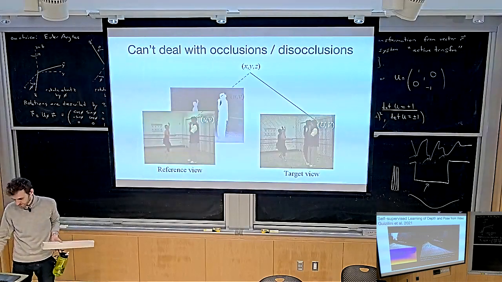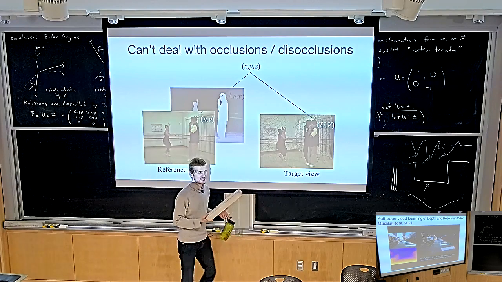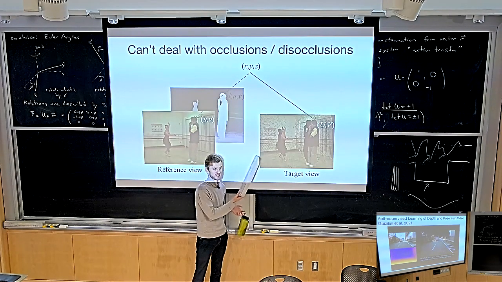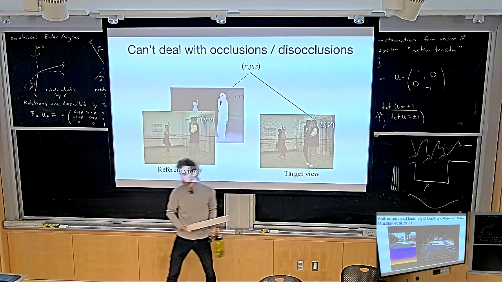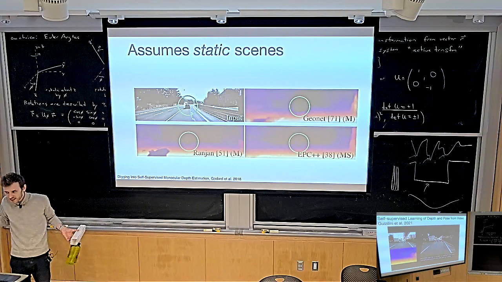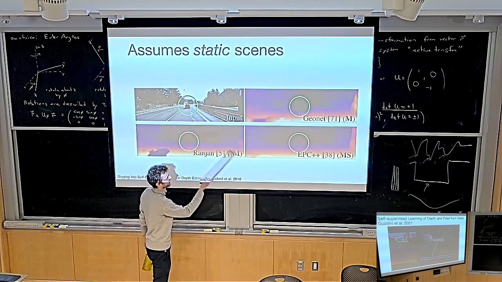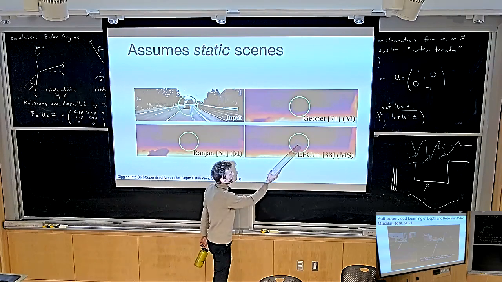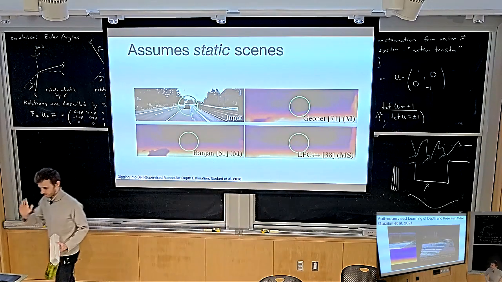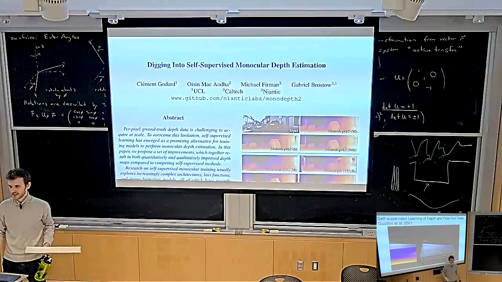Okay, problems with this: it can't deal with occlusions and disocclusions. So this very simplistic way of doing what we call novel view synthesis, of asking what does the scene look like from a different angle, can't deal with occlusions and disocclusions, so that kind of sucks. It also can't deal with things that are moving. And if you try to train these with things that are moving, it just puts a hole at the position where the car is. It's just like, okay, I don't know. Put a hole there.